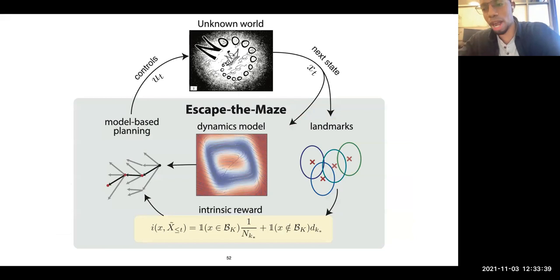And so with all of this combined, now we have our algorithm, escape the maze. And so here you have an agent in an unknown world. As you can see, it's obviously stressed. And so here at each time point, the state of the agent is at time t. This state now goes into the dynamics model, updates it, and it's also used to update the landmarks. So now these landmarks give you this intrinsic reward function. And this combined with the dynamics model, you now do model-based planning or model-based control. And this now gives you a control U of t, and this just happens recursively.